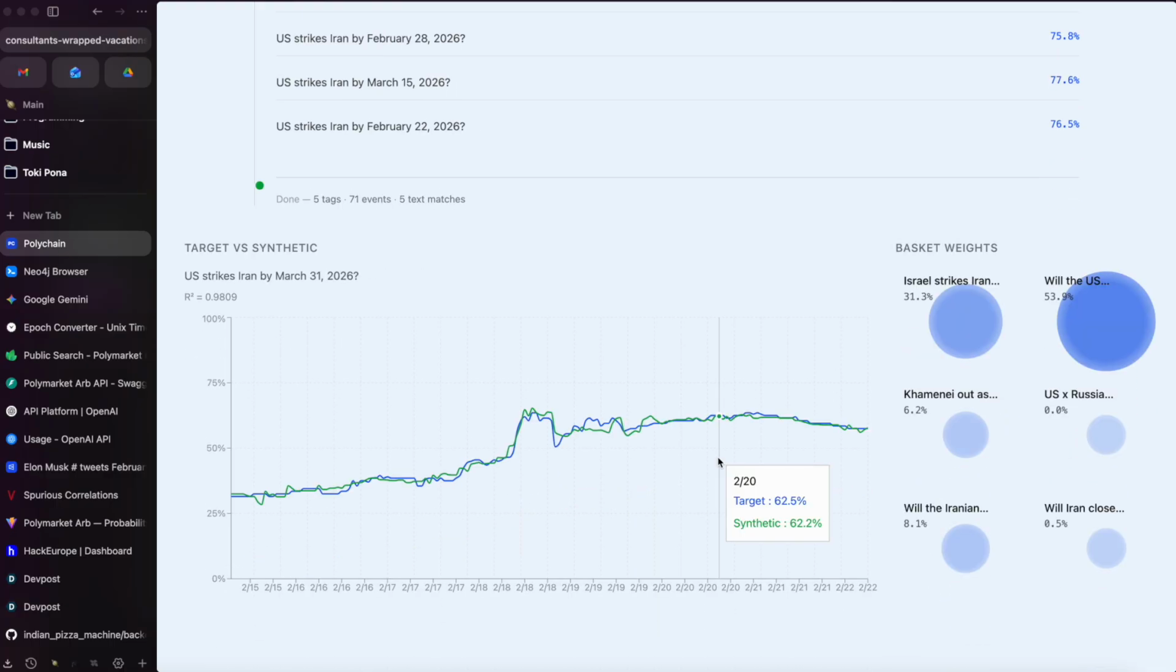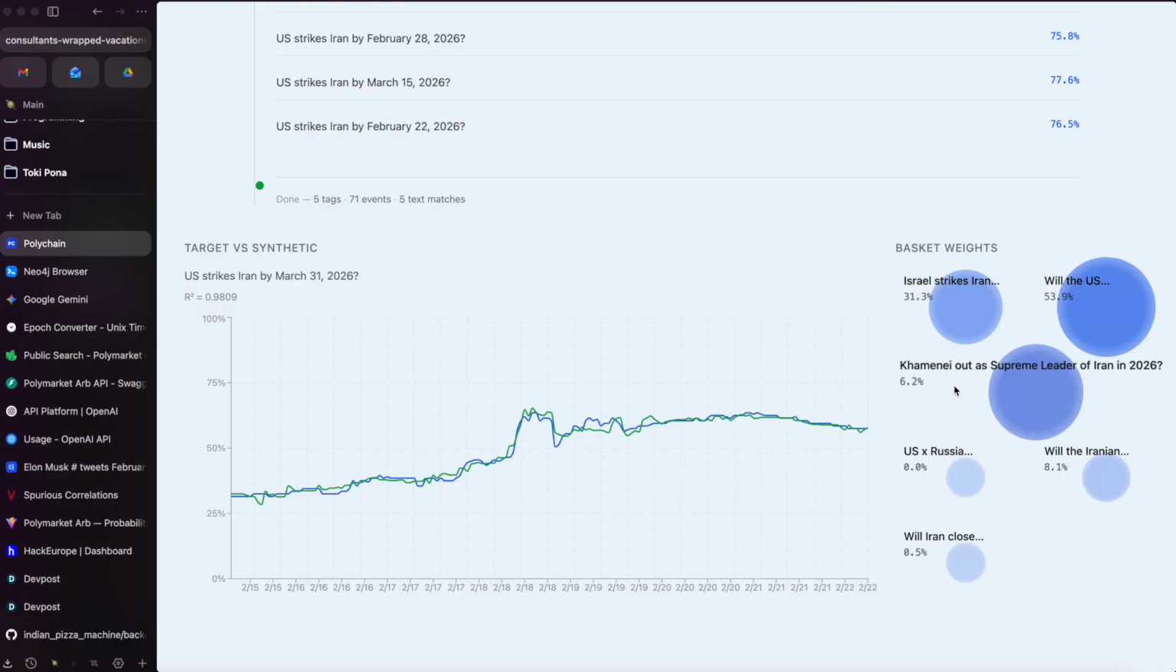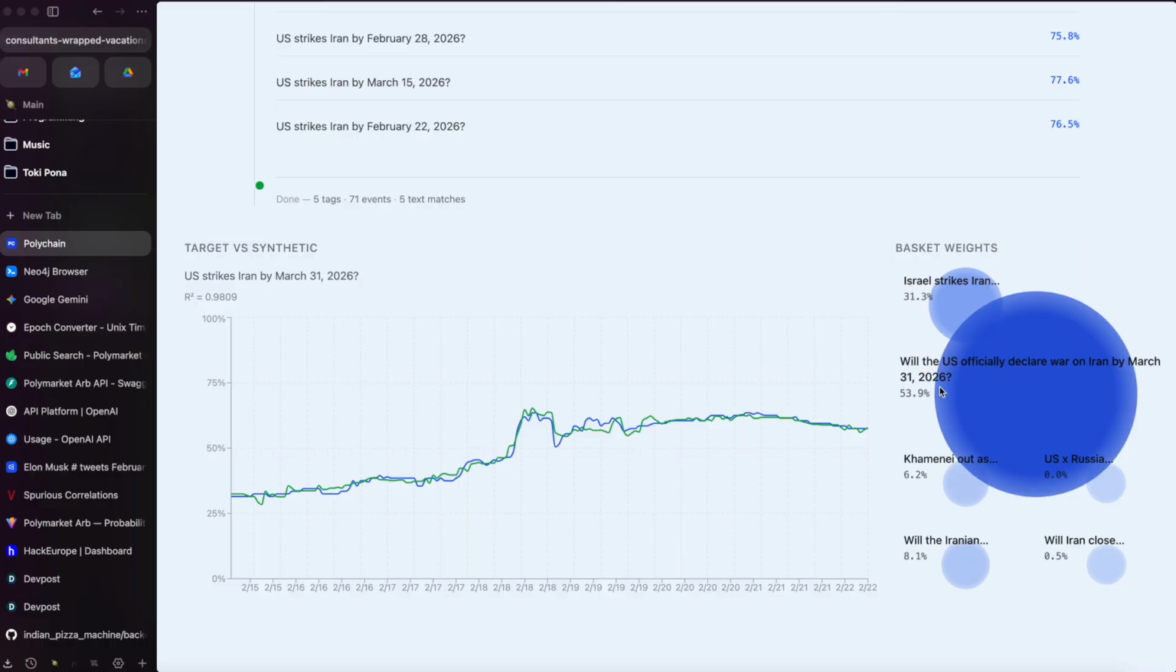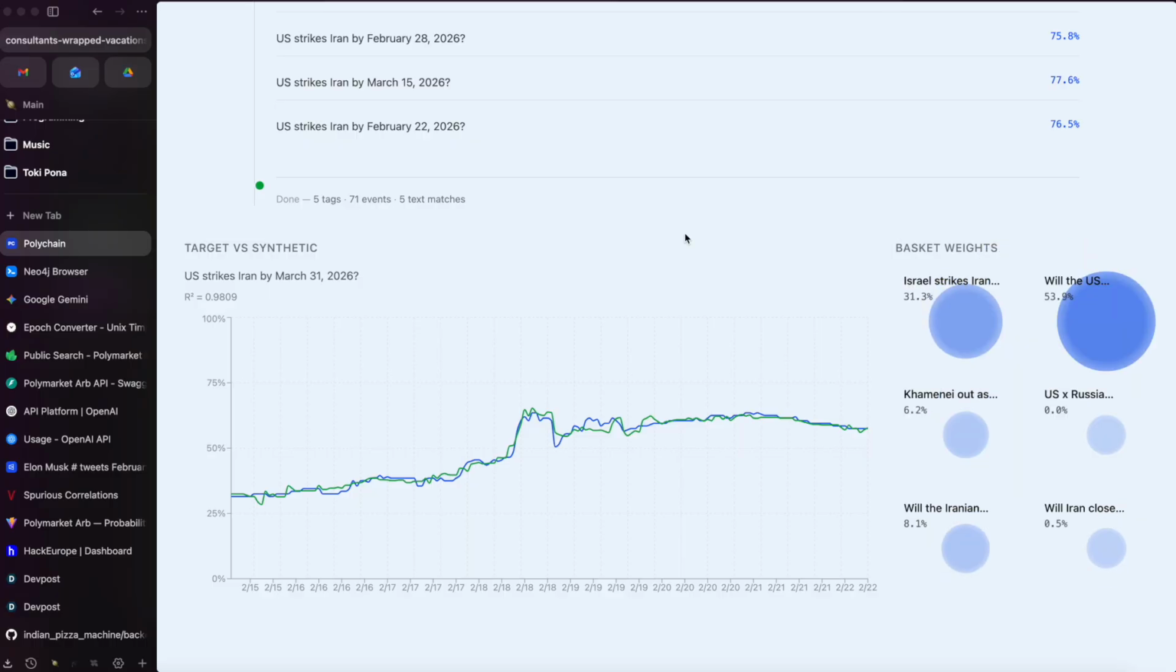Here for demonstrability, we've found a case where the target market actually exists, but you can imagine also a case where the blue line, the target market, does not exist. So our synthetic basket is composed of these related Polymarkets, and our model, through some machine learning, decides a weighting of how to best create a tradable asset for the specific goal that you're trying to trade.